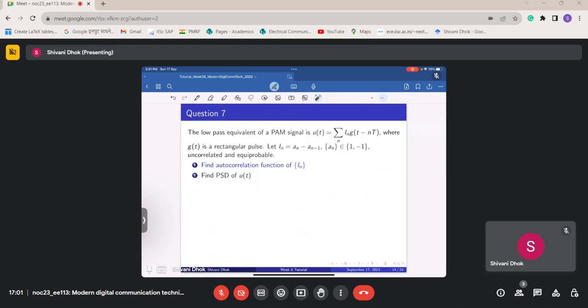Okay, so what all information do we have? This u(t) is the PAM signal that we are having, which is constructed using the information sequence, which is I_n, and this I_n is constructed using these a_n, which take the value 1 and minus 1, and these are uncorrelated and equiprobable.